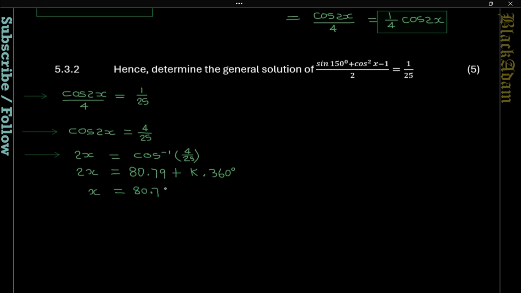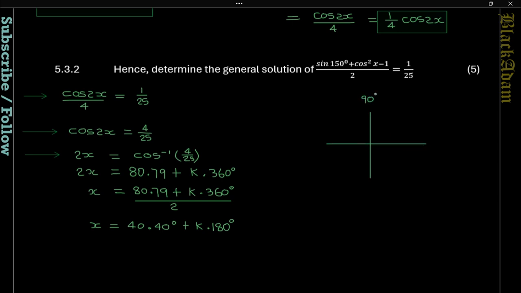So dividing both sides by 2, that will give us 80.79 plus k multiple of 360 divided by 2, and then we have x is going to be 40.40 degrees plus multiple of 180 degrees.